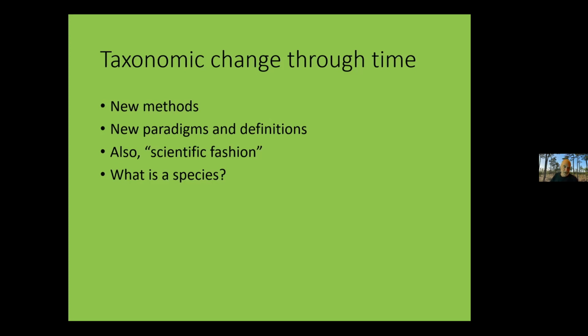In my dissertation, I did an analysis of the level of name changes and taxonomic changes through time in the Eastern North American flora, and actually the changes are less now than at many times in the past. But there are new paradigms and new definitions that affect this. There is also the matter of scientific fashion, and I'll talk briefly about that. And that gets into that perennial question, what is a species?